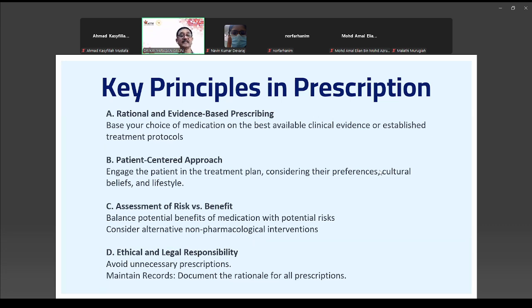Last but not the least is ethical and legal responsibility. You, as the prescriber, are responsible for each and every prescription, whether it's verbal, written or electronic. You are responsible under the Medical Act. Anything you write, you are responsible.